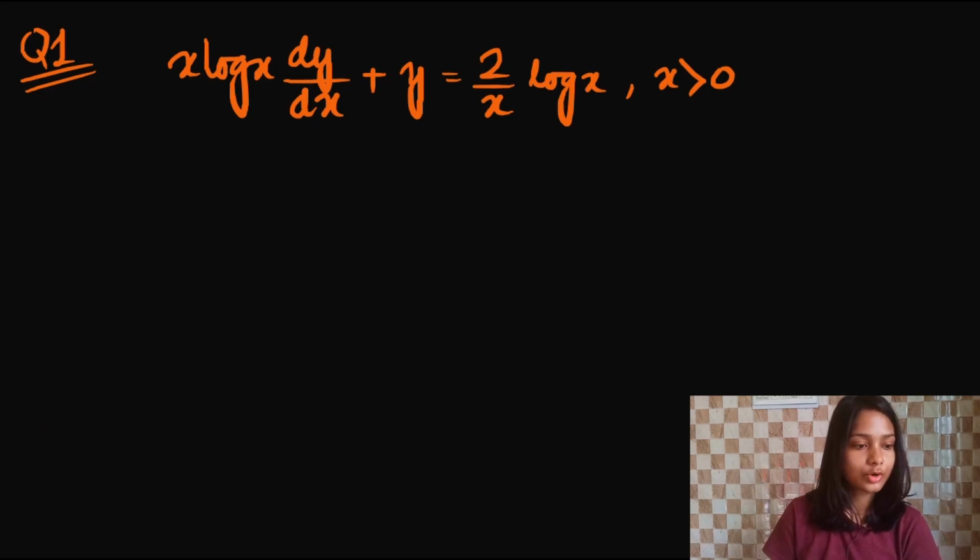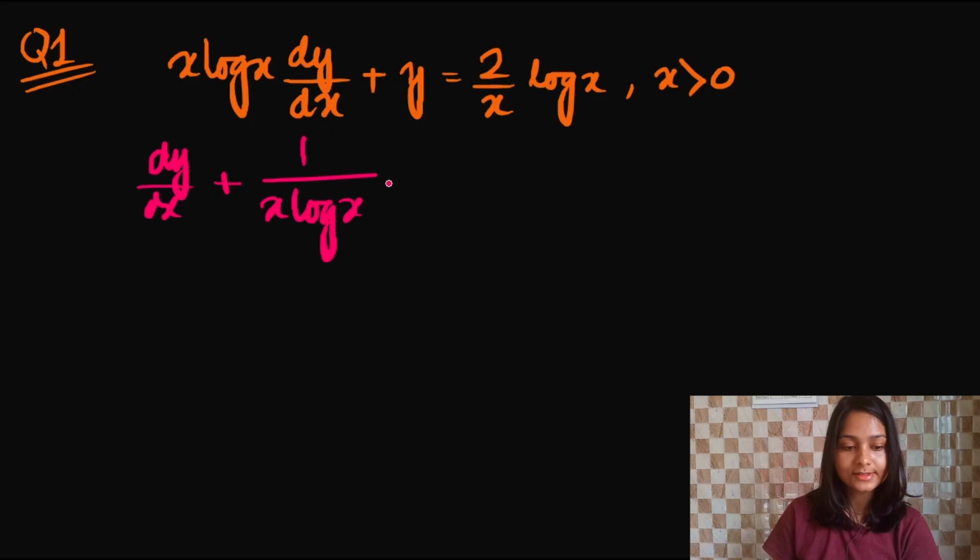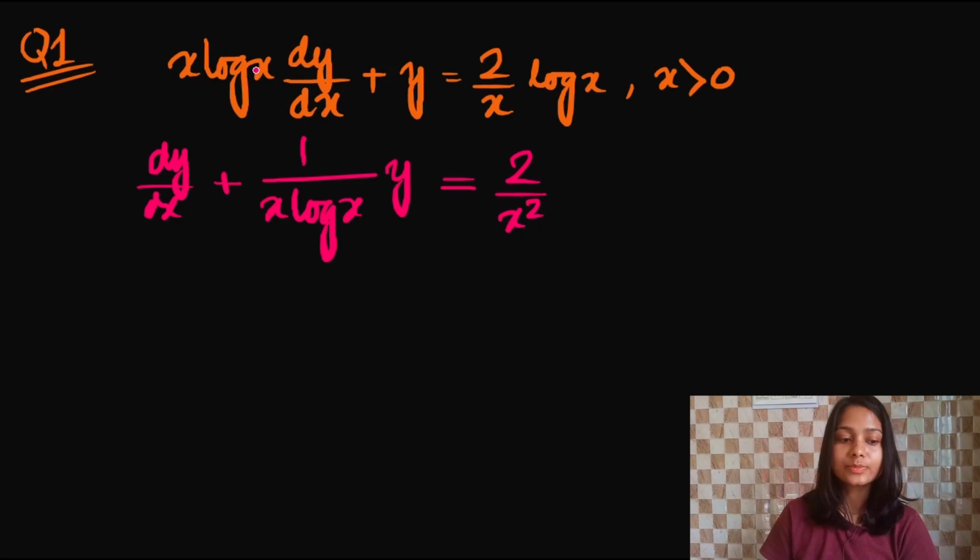Now let us solve some problems. So we have this problem here, x dy/dx. This is not in the linear differential equation form, but we can put it in that form. So it will become dy/dx plus 1 by x log x times y equals 2 by x square. So we are dividing both sides by x log x.